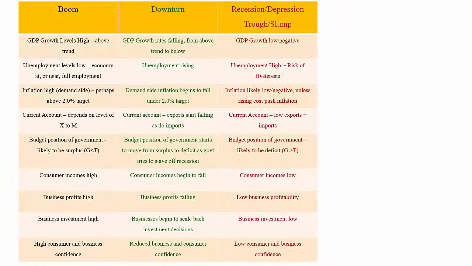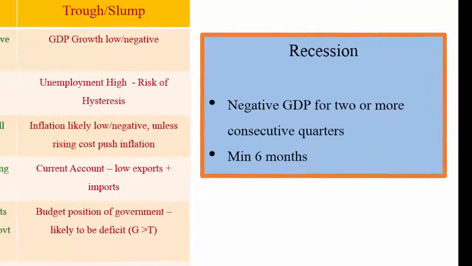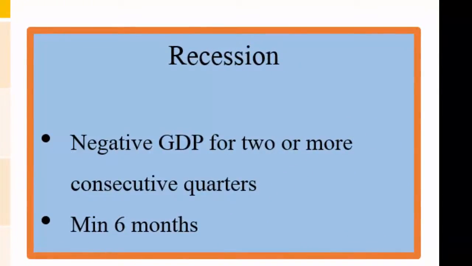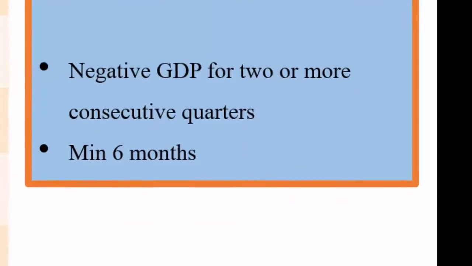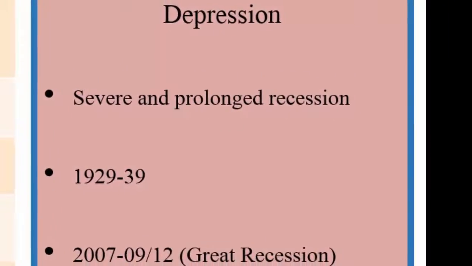On to then a recession or depression, also known as a trough or slump. So let's first of all just state that a recession has a technical definition where GDP is negative for 2 or more consecutive quarters. In other words, it has to be a minimum of 6 months back to back of negative GDP to be counted as a recession. A depression, on the other hand, is just a severe and prolonged recession.